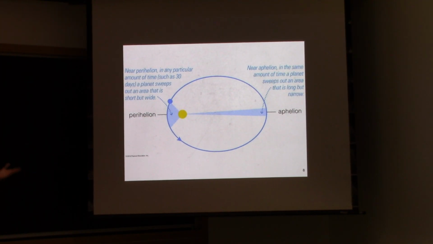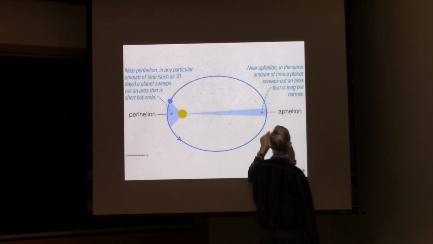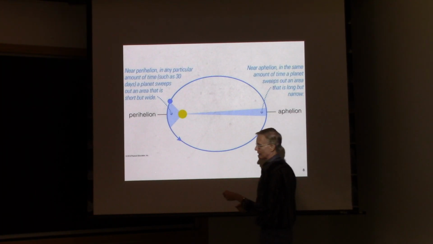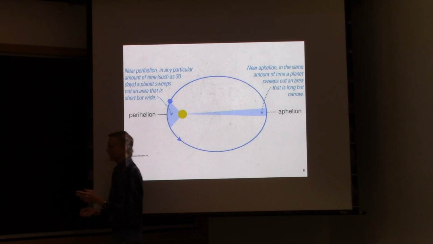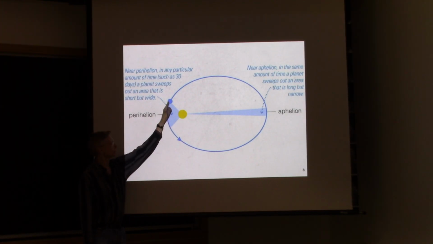And so, as the words say, near perihelion at any particular amount of time, such as 30 days, a planet sweeps out an area that is short but wide. But near aphelion, in the same amount of time, a planet sweeps out an area that is long but narrow. The areas are the same, but notice that it has more arc along the orbit that it's moved in the same amount of time as closer to perihelion, because it has to make up for the fact that it's closer to the sun.